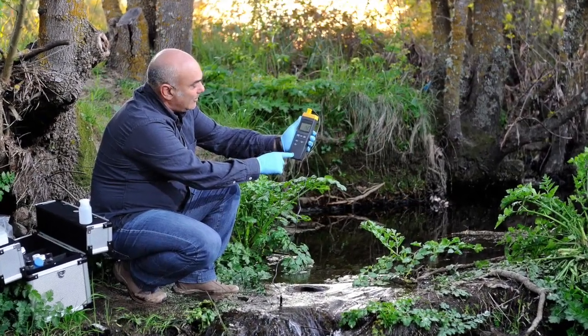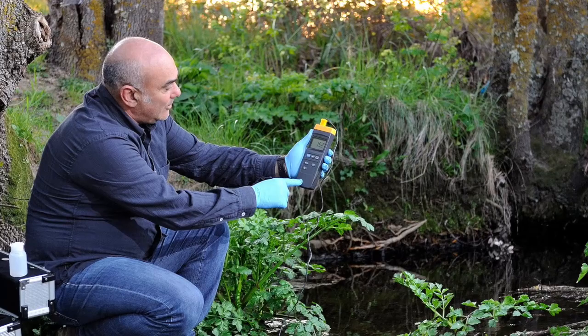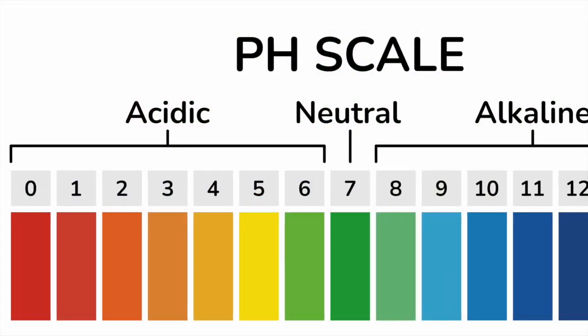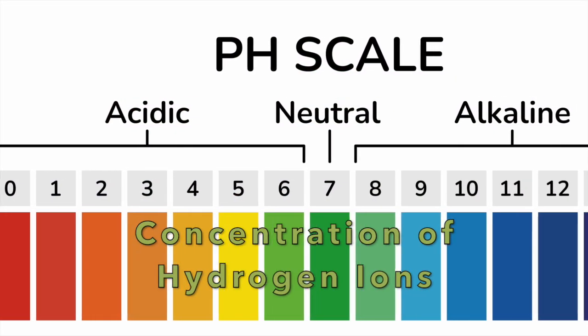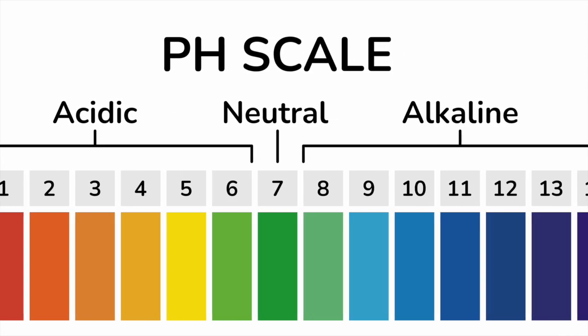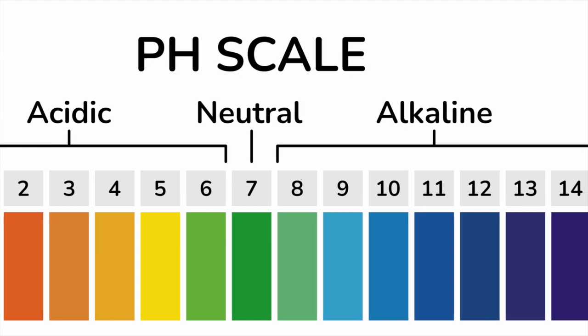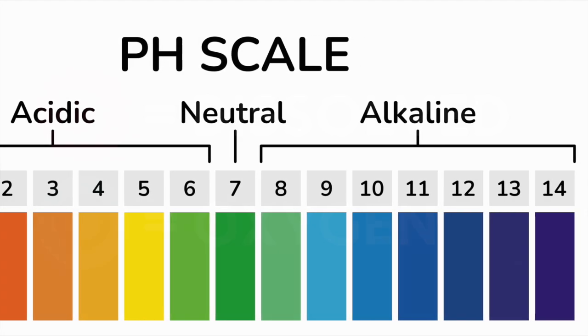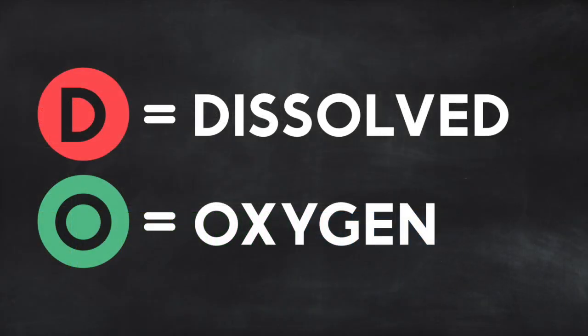Temperature is the measure of a water molecule's thermal conductivity. pH is the concentration of hydrogen ions in the water. A high pH would indicate that the water sample has low acidity, whereas a low pH would indicate high acidity. Dissolved oxygen, DO, is the amount of oxygen gas that is dissolved in the water and that is available for plants and animals to use.